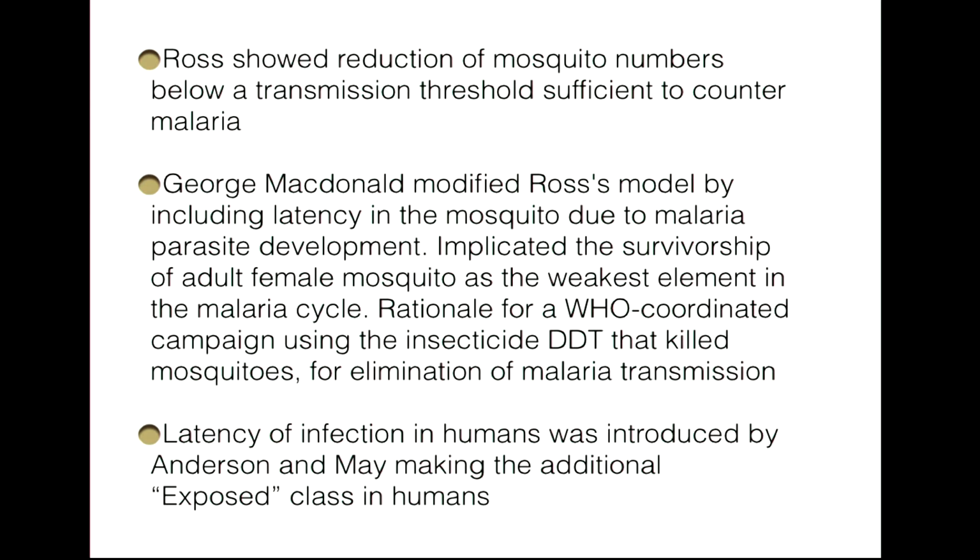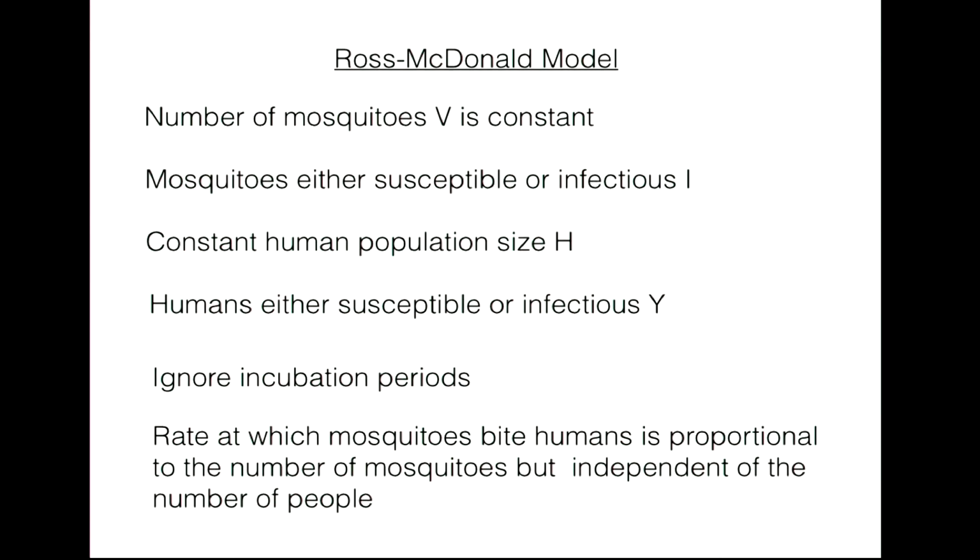And then the latency of infection in humans was introduced later by Anderson and May and gave you a separate exposed class in humans. So the Ross-Macdonald model in somewhat modern language really assumes that the number of mosquitoes is constant. Mosquitoes could be either susceptible or infectious. If they're infectious, you call them I. There's a constant human population size, which is H. Humans could be either susceptible or infectious, in which case you would call them Y.